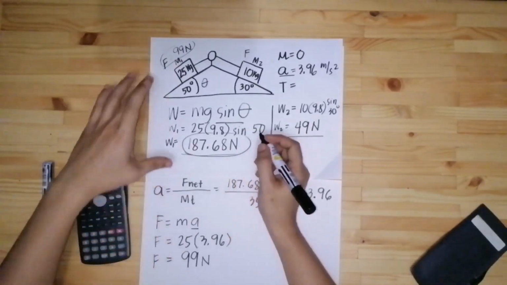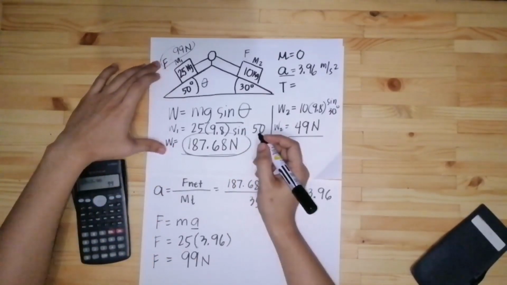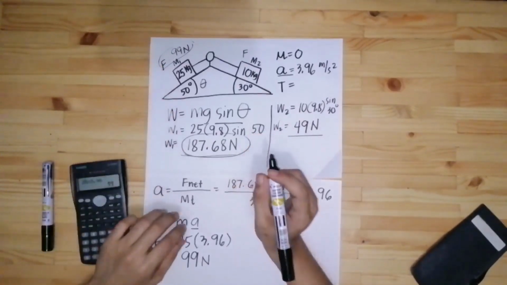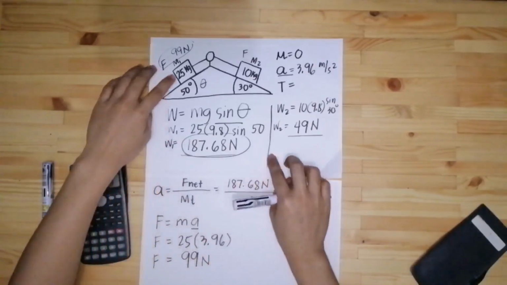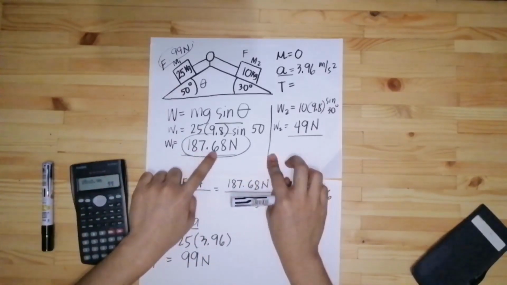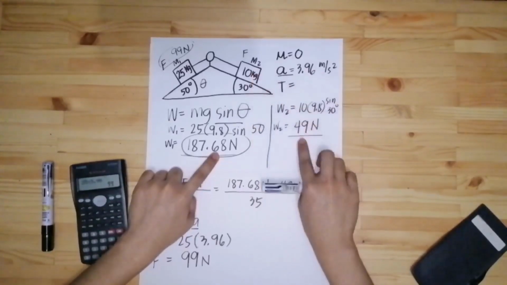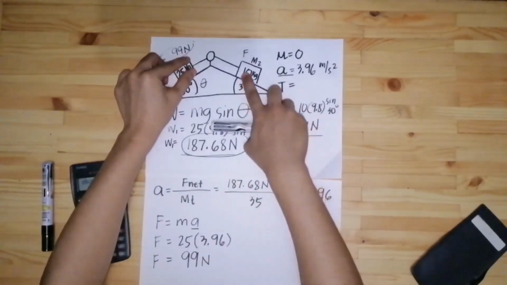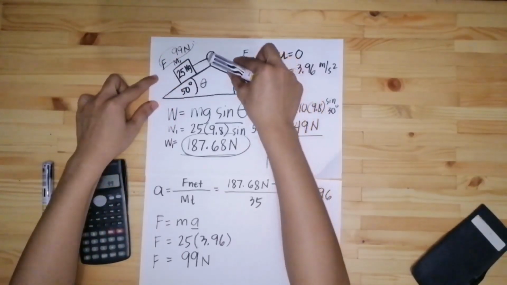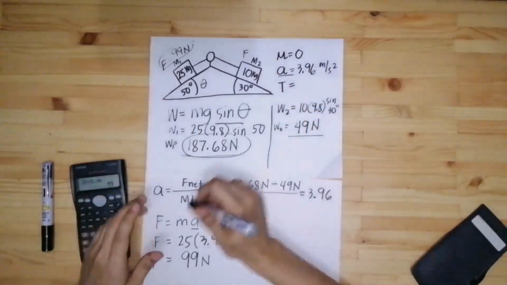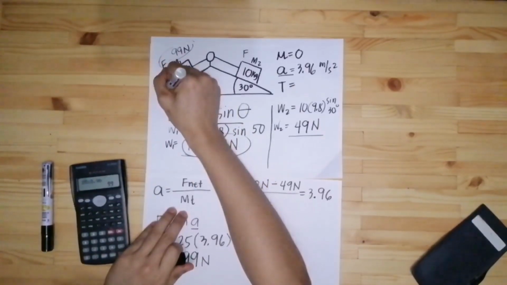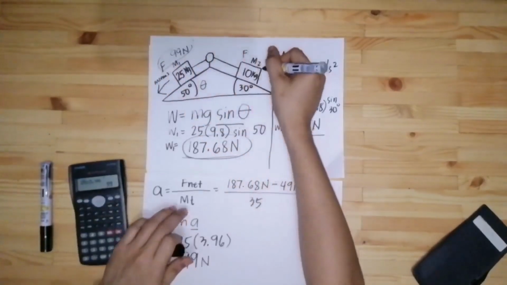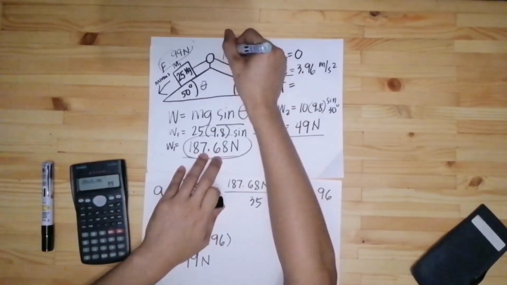Anong gagawin natin sa kanila? Are we going to subtract them or add them? So, para malaman natin, i-analyze natin yung system. Kung ito ay may weight na 187.68, tapos ang weight naman nito ay 49 lang. Ang tendency, itong 25 kilograms, bababa siyang ganun. Then, itong 10 kilograms, aangat siyang ganun. So, sabi ko, kapag bumababa yung object natin, magma-minus tayo. Then, pag yung object naman natin tumataas, magpa-plus tayo.